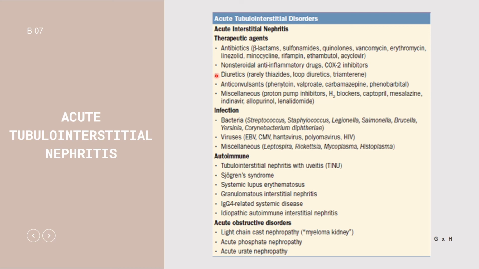Beta-lactams, cephalosporins, sulfonamides, and NSAIDs are some of the top causes of allergic interstitial nephritis, while diseases such as diphtheria, legionellosis, tuberculosis, and others that can be caused by the microbes listed in this table result in infection-associated acute interstitial nephritis. Autoimmune syndromes such as tubulointerstitial nephritis with uveitis and systemic lupus erythematosus can manifest as acute interstitial nephritis, and also obstructive disorders or selective tubular defects can also cause acute interstitial nephritis.